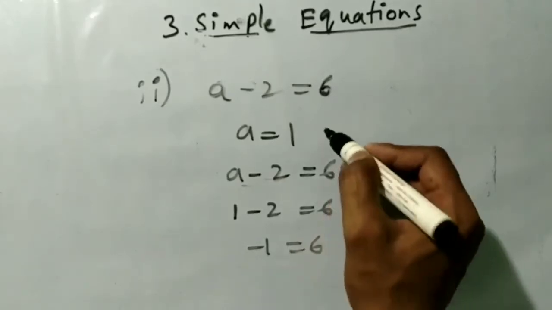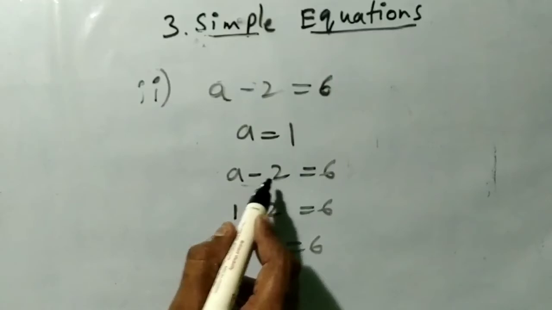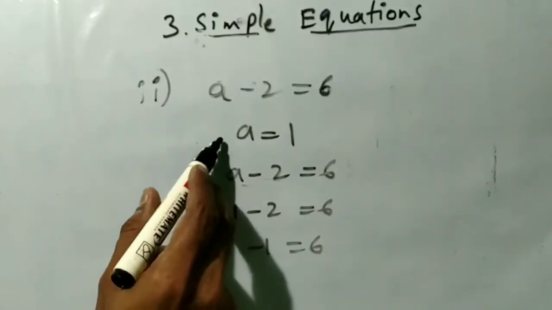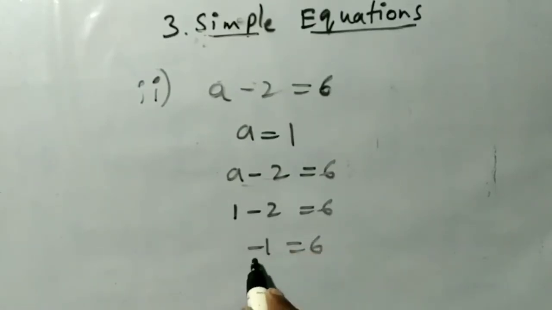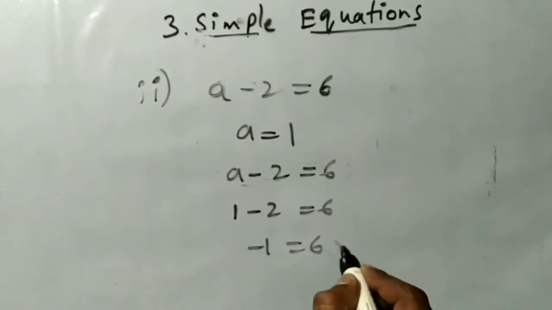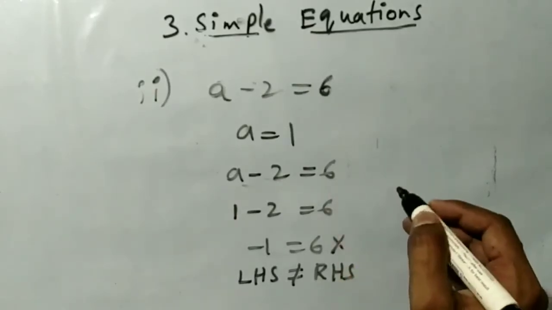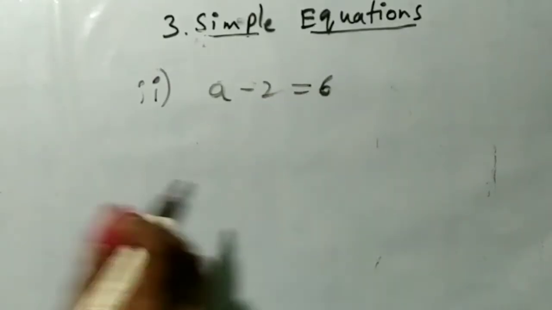If we take a is equal to 1, in place of a, if we take 1, that is a minus 2 is equal to 6, the question, and a is equal to 1, 1 minus 2 is equal to 6. Here minus 1 is equal to 6. So minus 1 is not equal to 6, that is left hand side is not equal to right hand side. Okay, this is not correct. So we have to take another value, that is a is equal to something bigger.